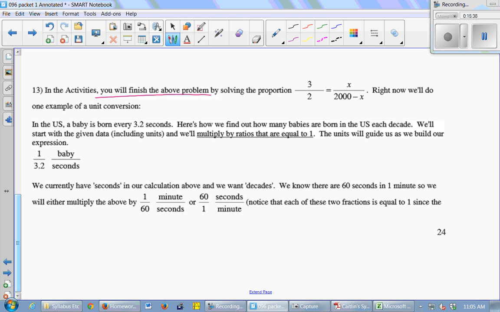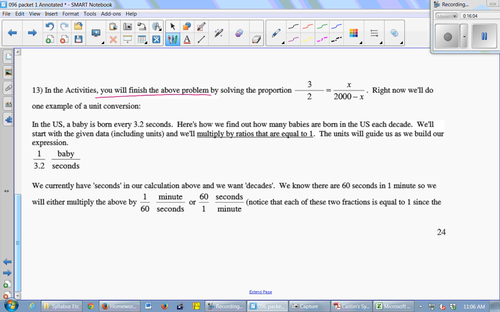Okay. And then I'm going to multiply. I'm just going to keep multiplying by ratios that are actually 1, right? Because you can multiply by 1 and you don't actually change the value. But I'm going to use a fancy form of 1. So we currently have seconds in our calculation, and I would like that denominator to actually say decades, because I want babies per decade to be my answer.